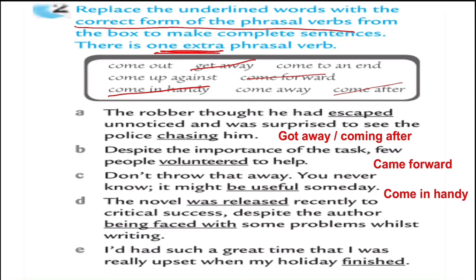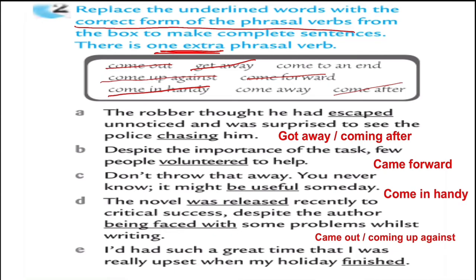The next one, D, the novel was released recently to critical success, despite the author being faced with some problems whilst writing. So here we have was released. Which one of those means to release? Yes, of course. So it's came out. We have come out, and we're going to change it into came in the past. And then being faced with, it's like coming up against. So again, we're going to remove this.